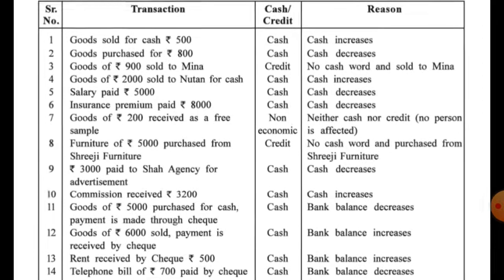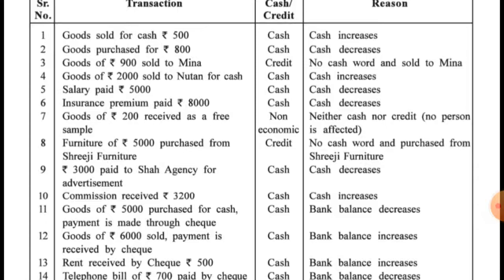Next one, that is fifth one, salary paid rupees 5000. We have paid the salary, so cash will go out. Here also the word cash has not been mentioned, and even the name of the person to whom the salary has been paid is not mentioned, so it is a cash transaction, and due to payment the cash balance decreases.